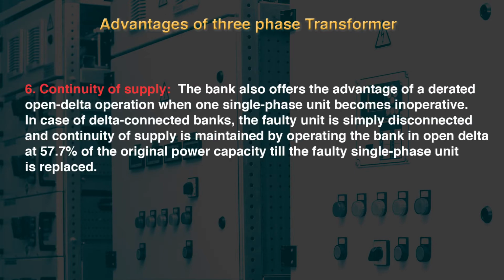Next advantage is that the bank also offers the advantage of derated open delta operation when one single phase unit becomes inoperative. In case of delta connected banks, the faulty unit is simply disconnected and continuity of supply is maintained by operating the bank in open delta at 57.7% of original power capacity till the faulty single phase unit is replaced.